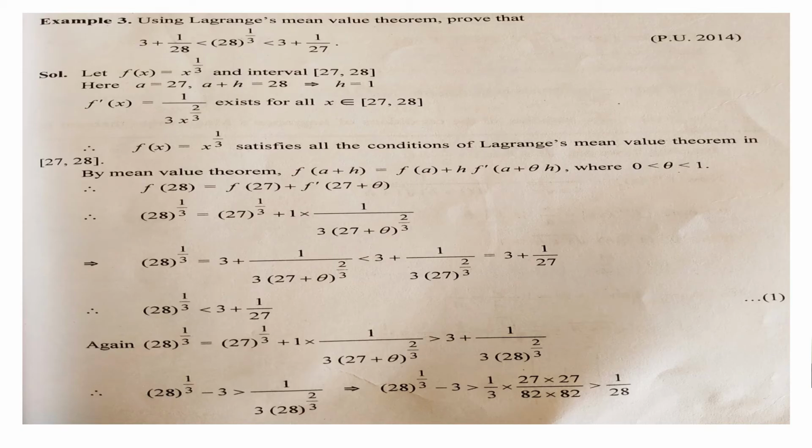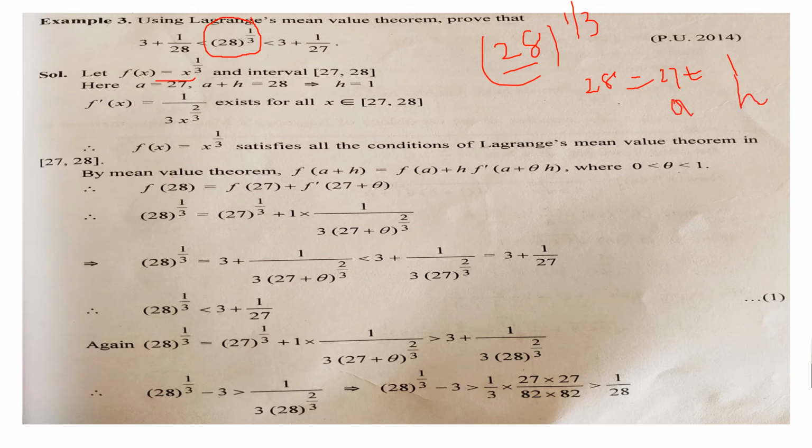Another question: you have to use the Lagrange mean value theorem to approximate this thing. So basically our function will be x raised to 1 by 3, and we have to find the value of 28 raised to power 1 by 3. We know that 27 is 3 cubed. So I can break it as 28 equals 27 plus 1, because 27 is 3 cubed, so the power will be cancelled out. Take it as A, take it as h. This is our A plus h.